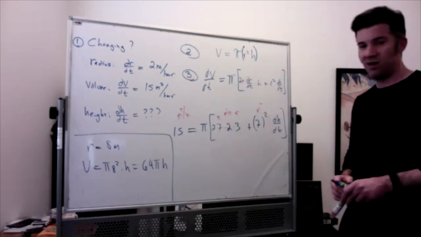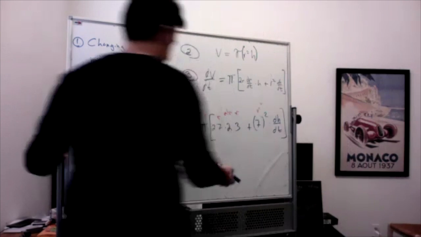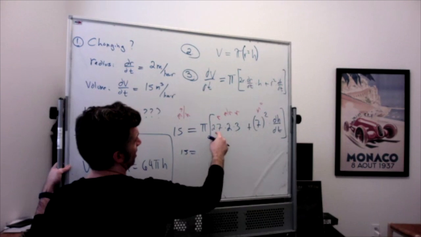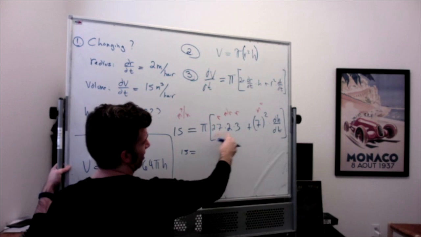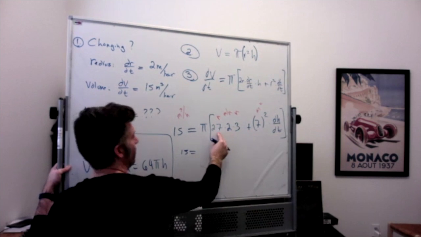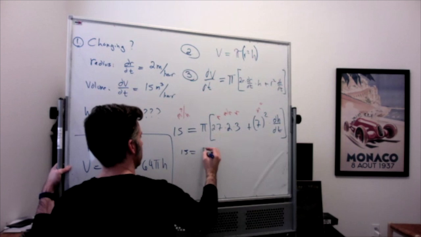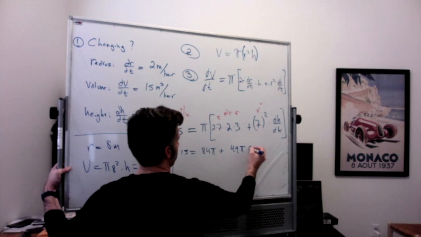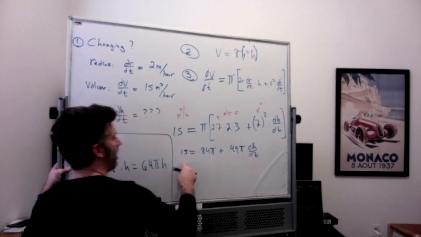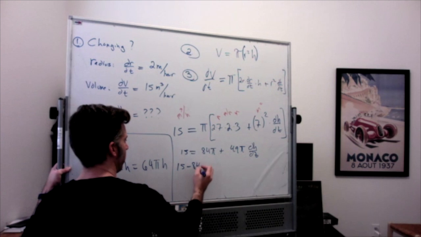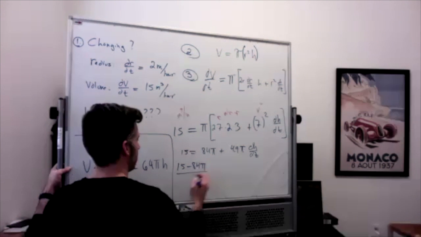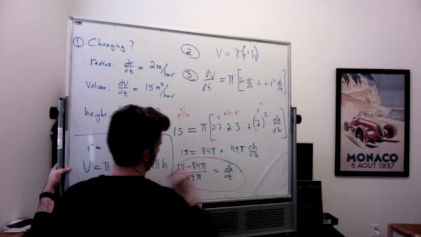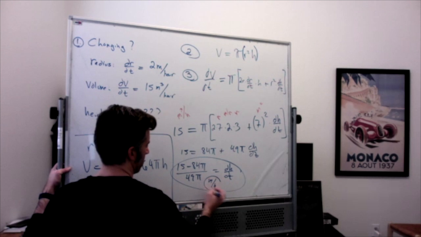Okay. So solving the rest of this is not my idea of a good time, but fine. Let's distribute the pi. So 15 equals, let's see, 2 times 7. Let's do the 7 last. 3 times 2 is 6. 6 times 7 is 42. 42 times 2 is 84. It's going to be 84 pi plus 49 pi dh/dt. Subtract. So 15 minus 84 pi, and then divide by 49 pi. And that's meters per hour.